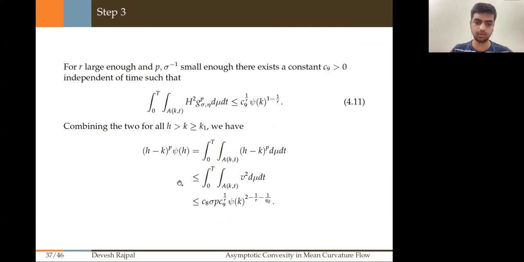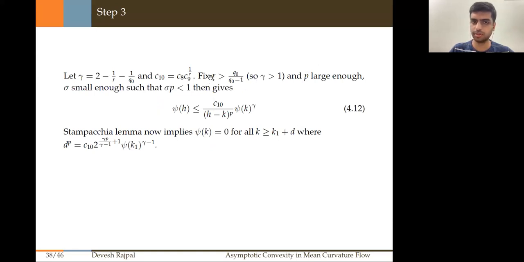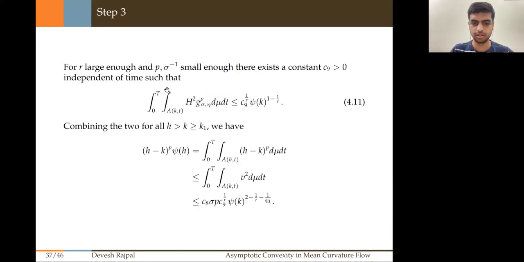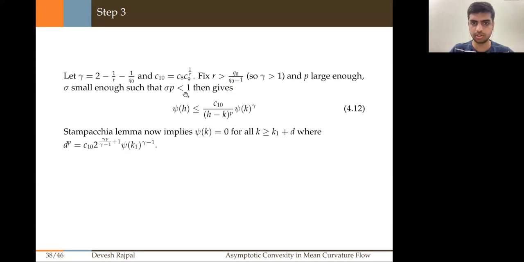And this indicates that we are getting some progress and we can apply Sampakya now. For R large enough, this exponent can be made greater than 1, so that 2 is sufficient and 1 by R is small enough so that this quantity remains greater than 1. And we fix an R greater than Q by Q naught minus 1, which makes the previous exponent greater than 1. P large enough, sigma small enough so that sigma P is still less than 1. And this gives that psi of H is less than or equal to a certain constant times H divided by H minus K raised to P multiplied by psi K raised to the exponent gamma.